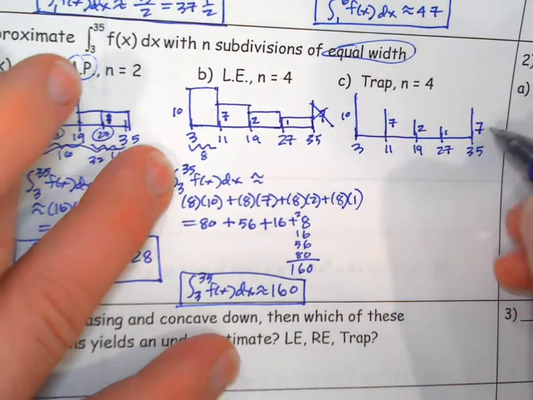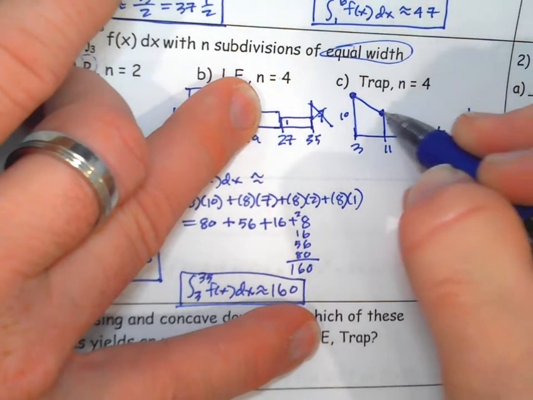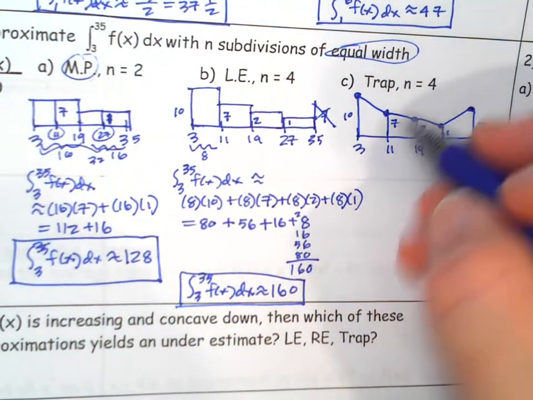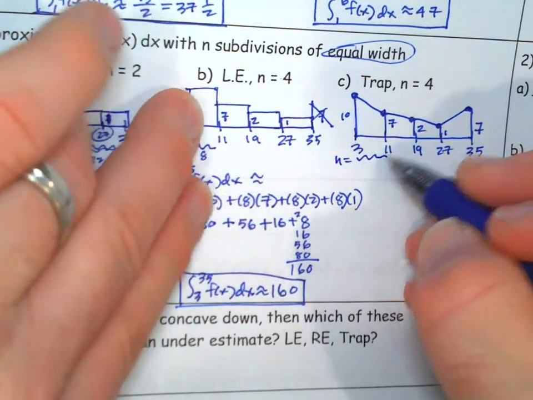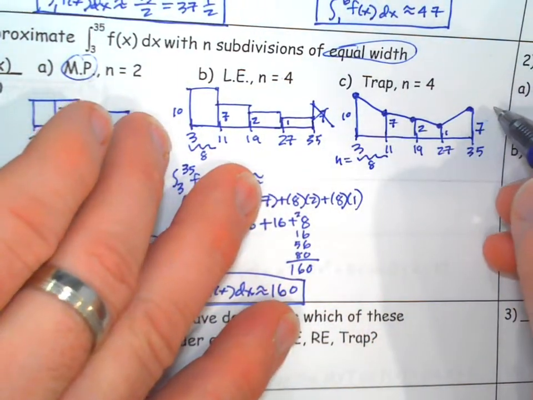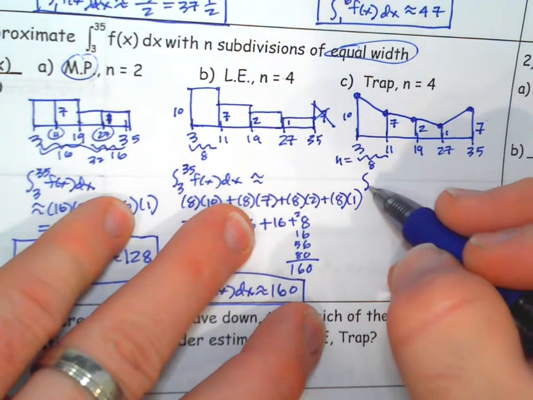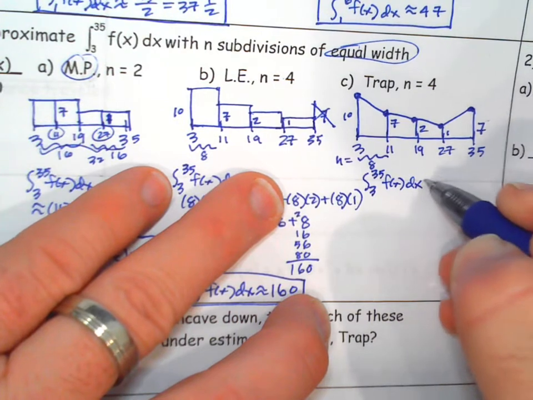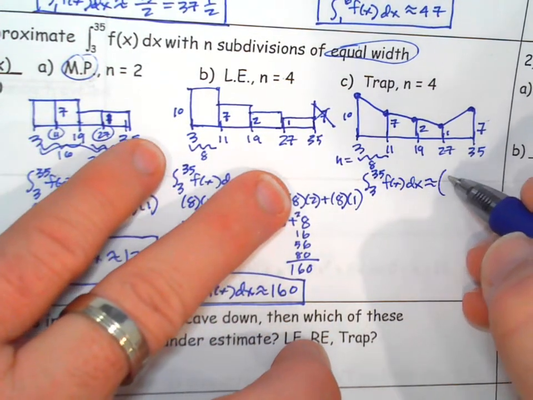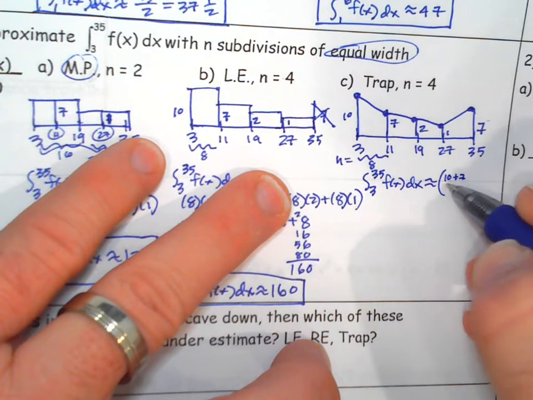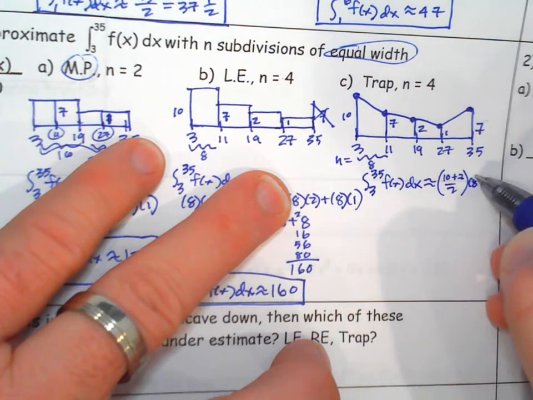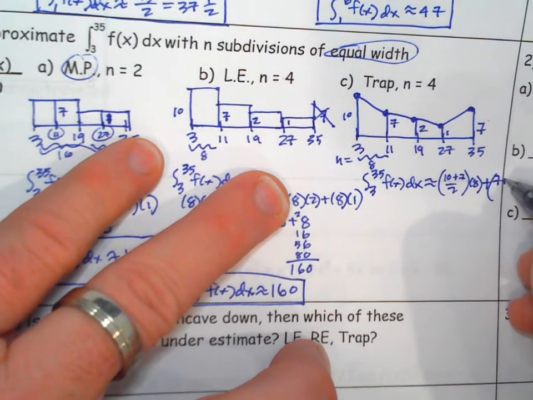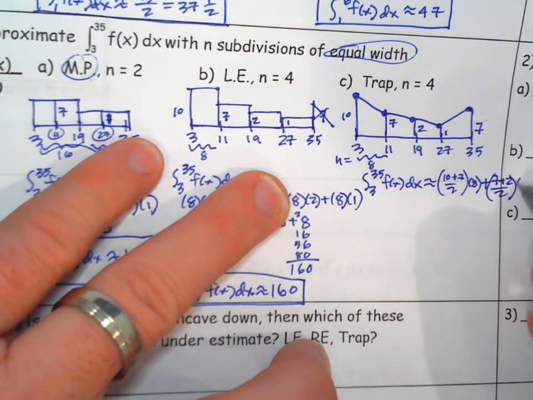This time we're going to connect these and do trapezoids. So these are the heights. The heights of all the trapezoids are 8. Those are the bases. So the integral from 3 to 35 of f of x dx is approximately the average of the bases, 10 plus 7 over 2 times the height, plus the average of the bases, 7 plus 2 over 2 times the height.